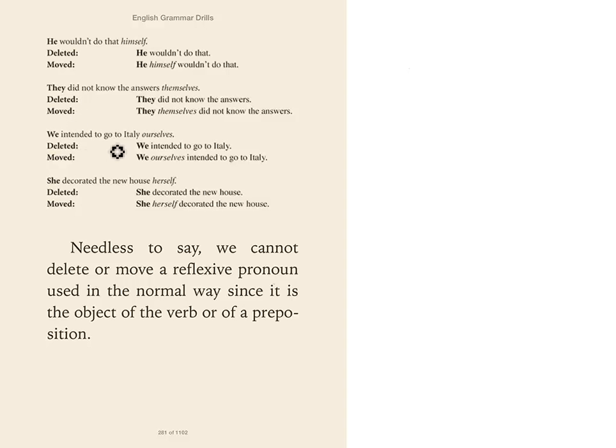Okay? We intended to go to Italy ourselves. We intended to go to Italy. We ourselves intended to go to Italy. These are all put there for emphasis. She decorated her house, the new house herself. Or I myself made dinner, right? So you sometimes put that reflexive pronoun in there to emphasize that, to give credit to someone, okay?